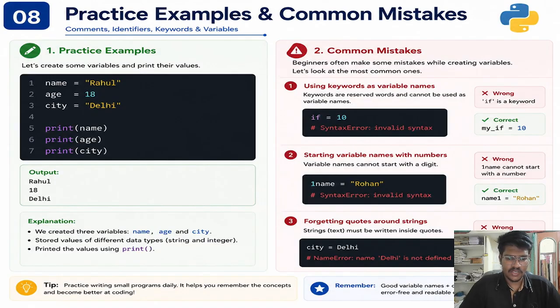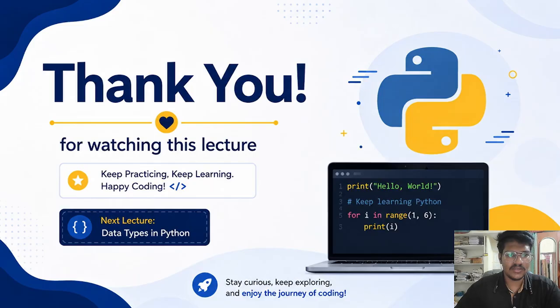Forgetting quotes around a string: if you write city is equal to Delhi, instead of writing city is equal to "Delhi" in quotes, Python will think Delhi is a variable name that hasn't been defined and it will show a name error. Remember, text must be written inside quotes. Okay. Now let's do the final script.